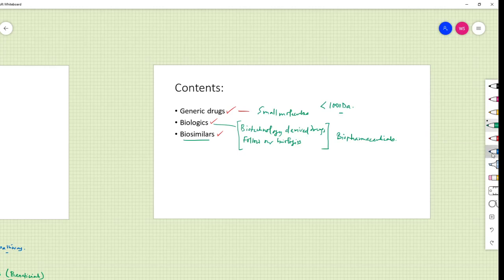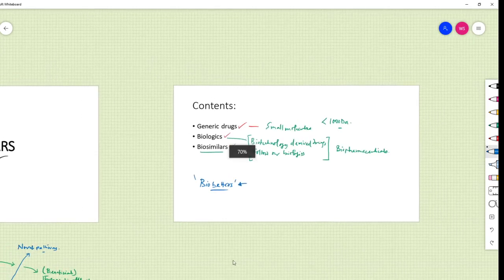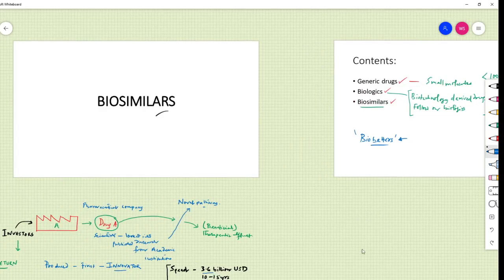There is a term currently making rounds called bio-betters. From a regulatory aspect, there is no definition for a bio-better. This is a term the companies that are marketing are using. From a regulatory standpoint, it doesn't have much of a meaning. So with that, let us conclude our discussion on biosimilars.